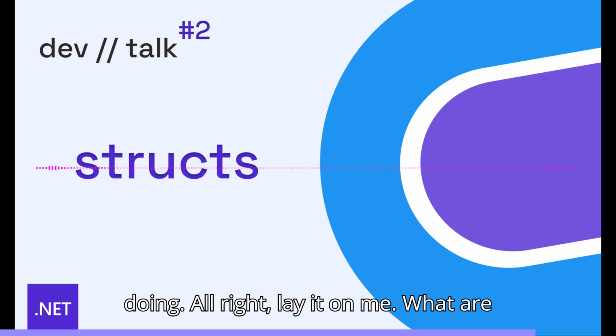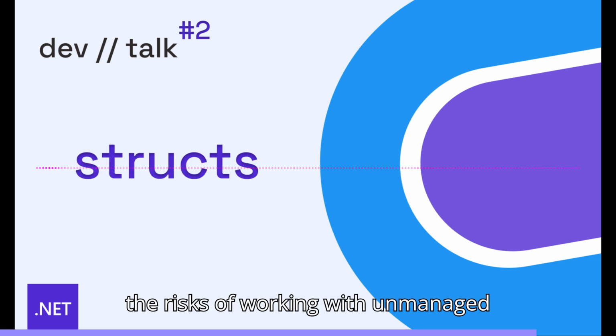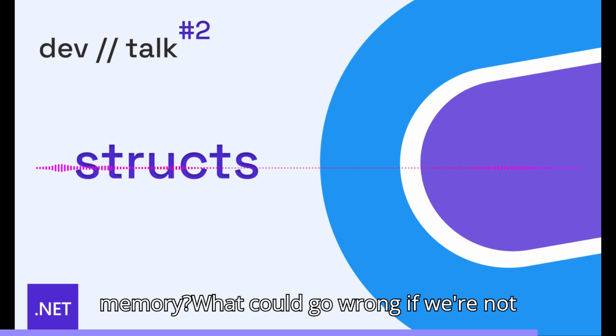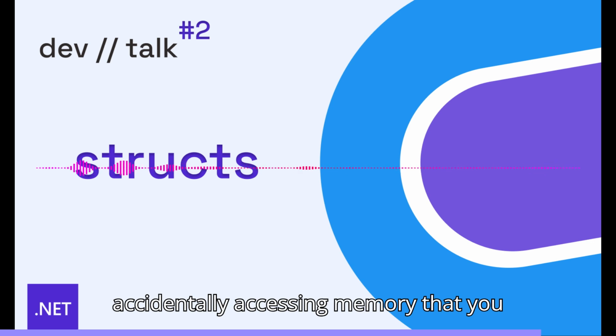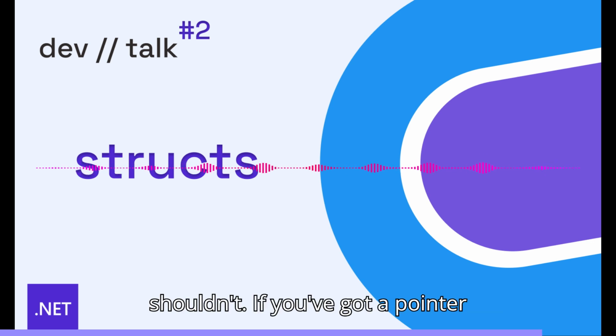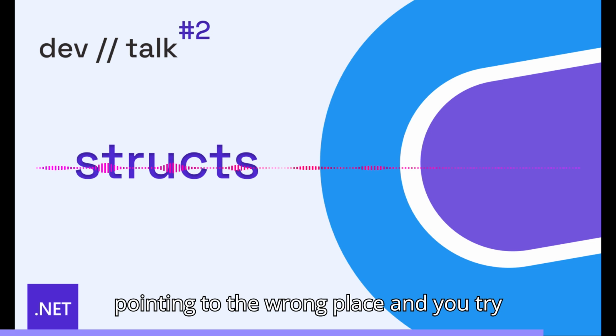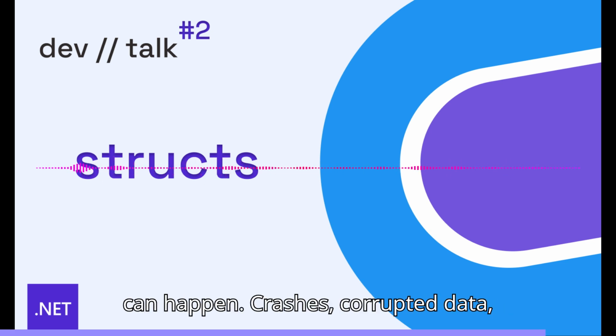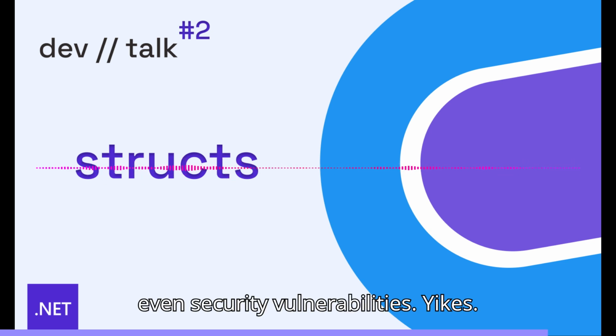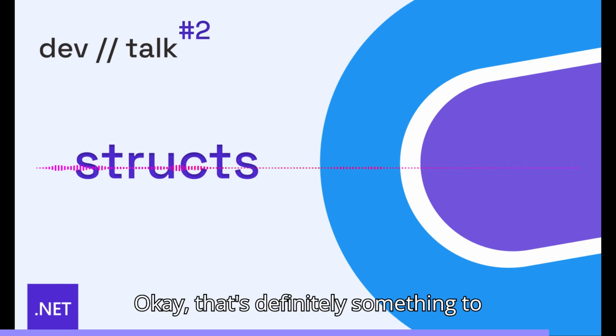Exactly. But just like with any risky activity, you've got to be careful, know what you're doing. All right, lay it on me. What are the risks of working with unmanaged memory? What could go wrong if we're not careful? The biggest danger is accidentally accessing memory that you shouldn't. If you've got a pointer pointing to the wrong place and you try to read or write there, well, bad things can happen. Crashes, corrupted data, even security vulnerabilities. Yikes. Okay, that's definitely something to avoid.